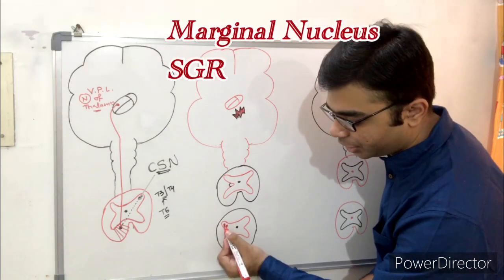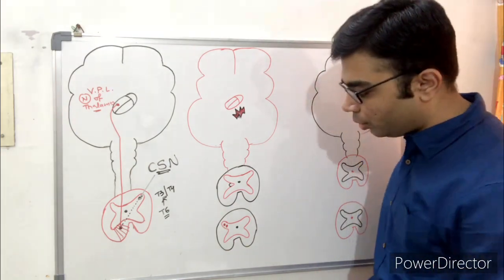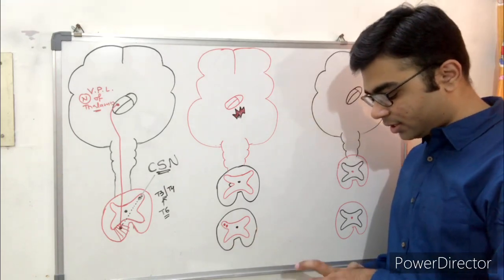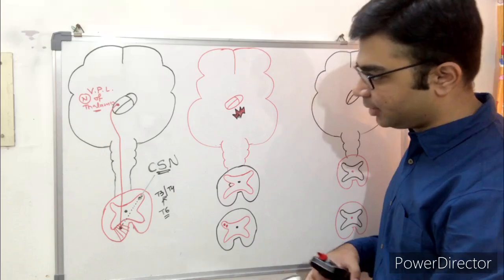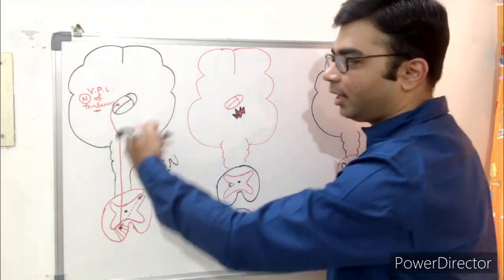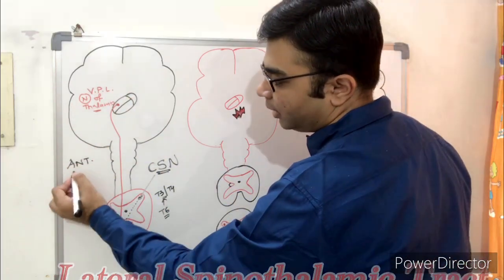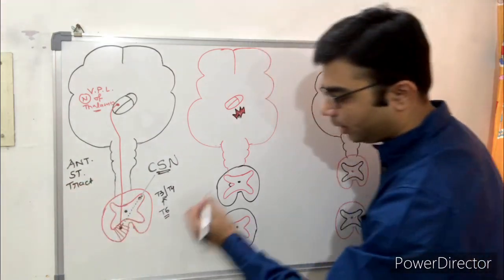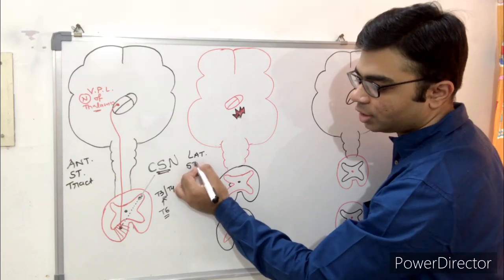Suppose this is the marginal nucleus and this is the substantia gelatinosa of Rolando. So the tract which originates from this is very easy to understand: this is the anterior spinothalamic tract. Now here comes the lateral spinothalamic tract.